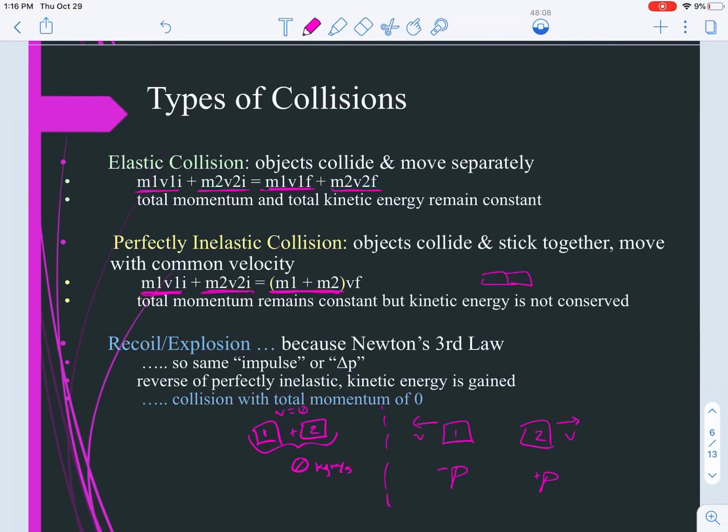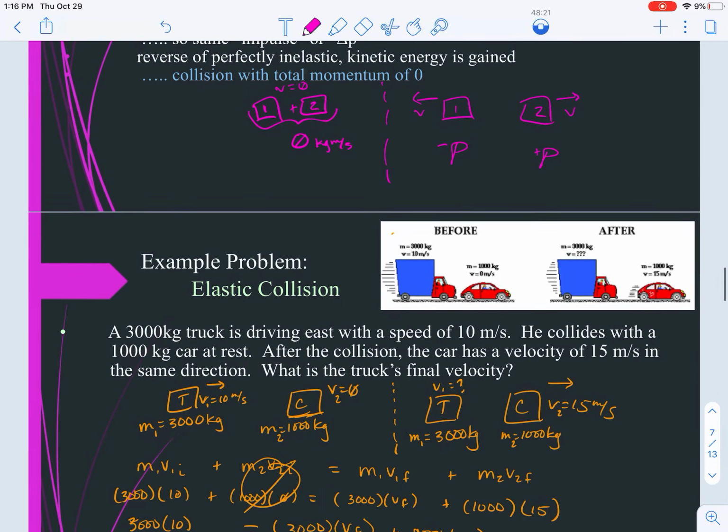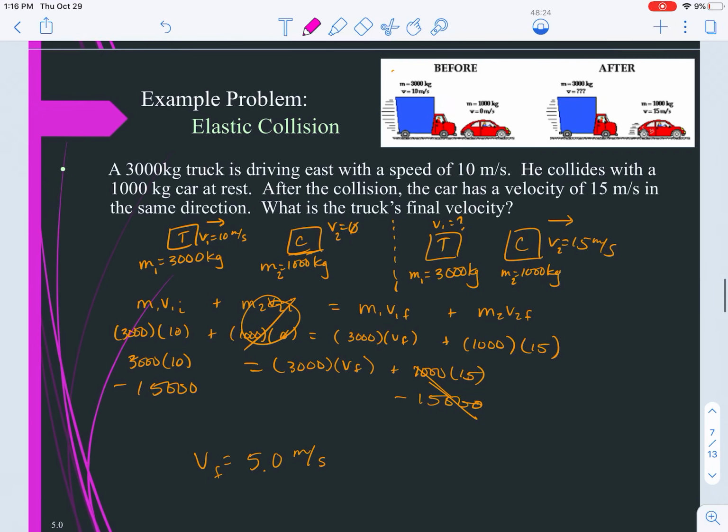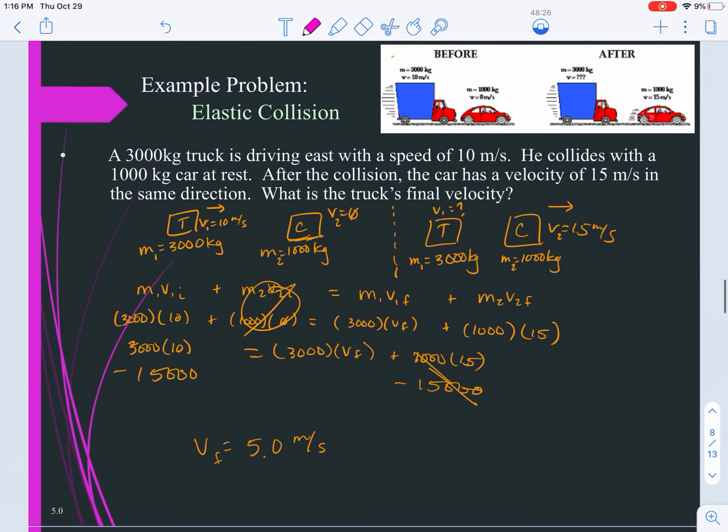And it turns out that they're going to be equal magnitudes, but opposite directions, so they will still have a total momentum of 0. Remember, the main idea here is that conservation of momentum means the total momentum available does not change, okay? Now, I have an additional video where I've worked through some example problems for you that you can view if you choose.